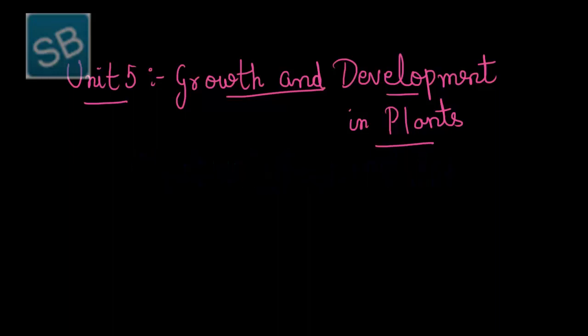Now we will start with the fifth unit, that is growth and development in plants. In the previous unit, we understood the sexual reproduction method by which new plants can arise. As we all know, all plants are made up of specific tissues which are formed by the combination of cells, which together combine to form organs and thereby organ systems.